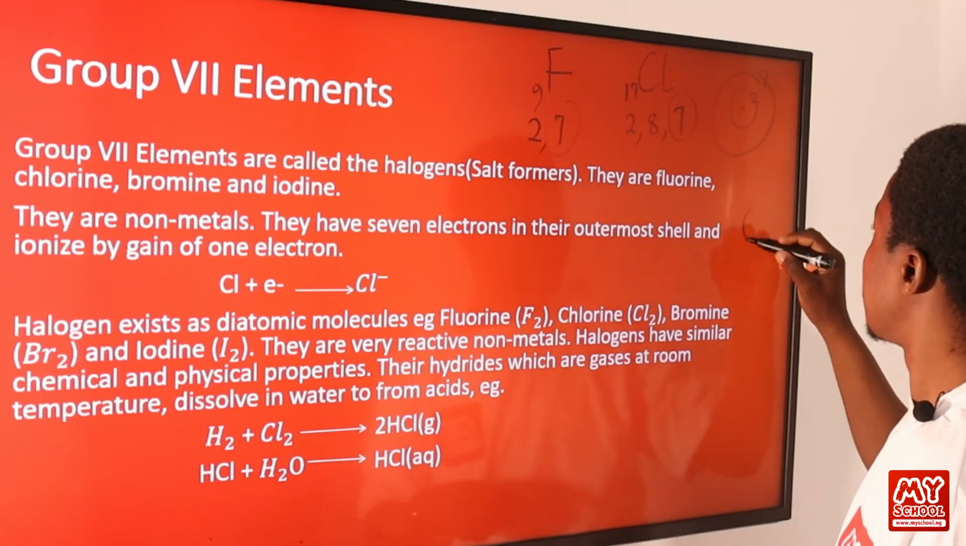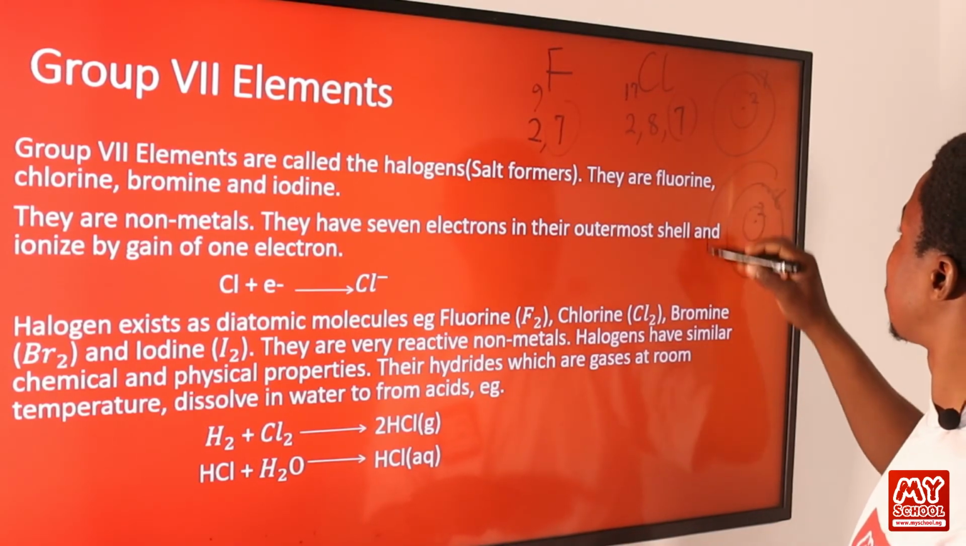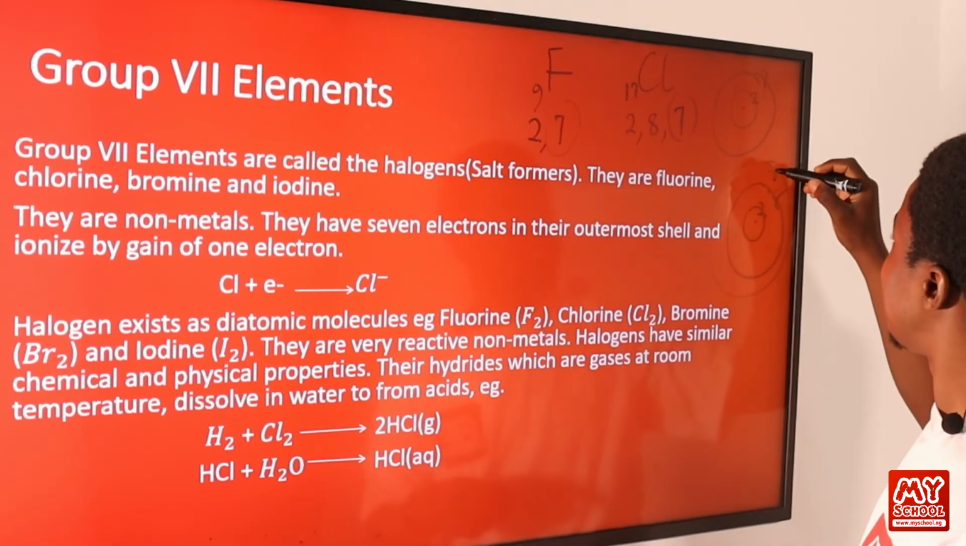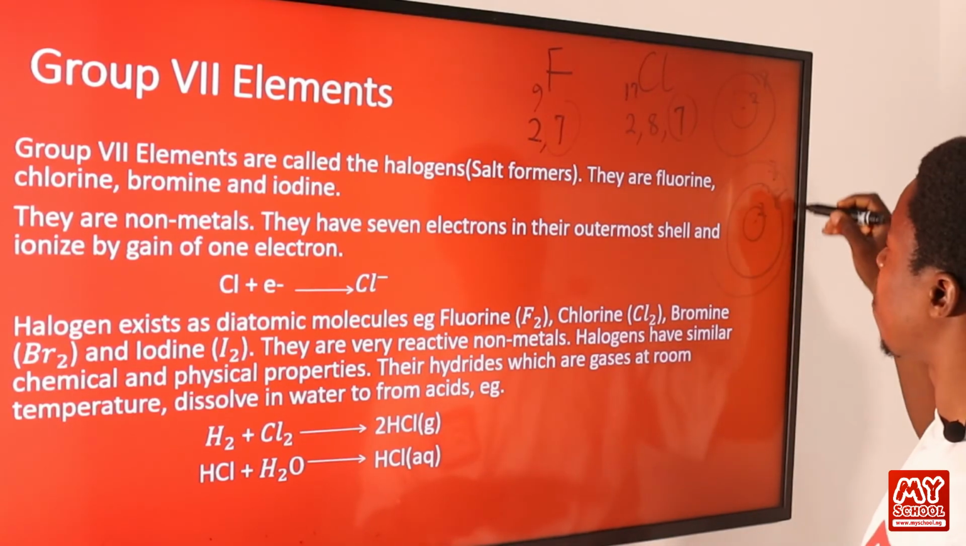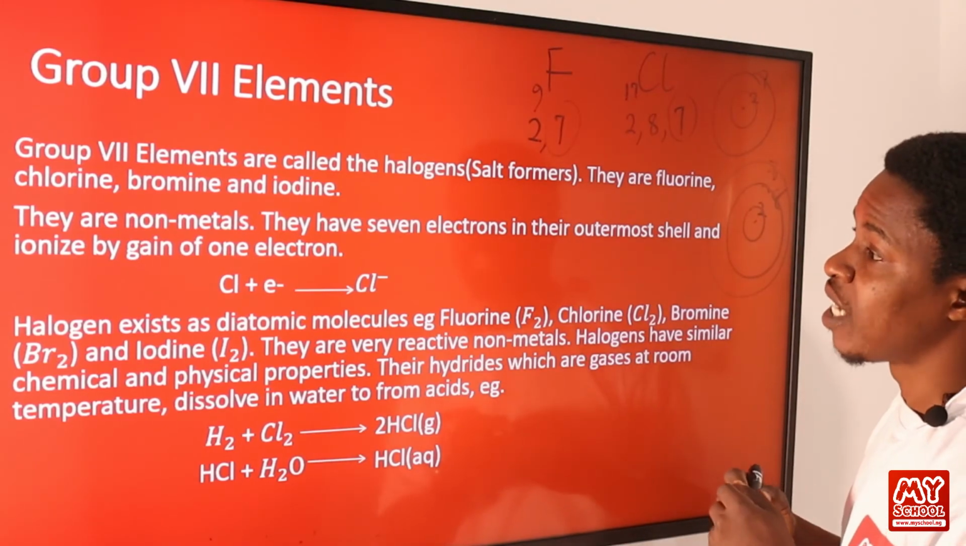If you are drawing for chlorine, the first shell will take 2. The second shell will take 8. And then the third shell will be 7. So you see the outermost shell, the last shell, that's what we call the outermost shell. It has 7 electrons. So that's why they are in group 7 elements.